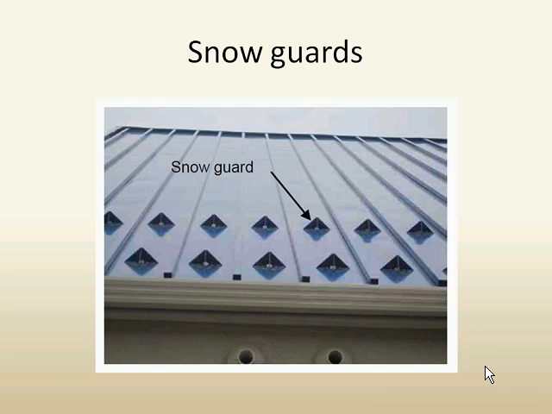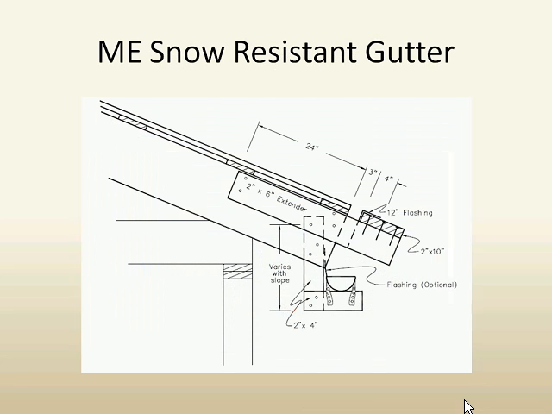Snow guards. The only thing I'll say is that snow guards can mitigate that sliding of snow off of a roof. You wouldn't want to add snow guards to an existing roof, and the reason for that is they will increase the snow load on the roof. Unless the roof had been properly designed to carry that added snow load, you wouldn't want to change the loading on that roof. I did find this interesting.